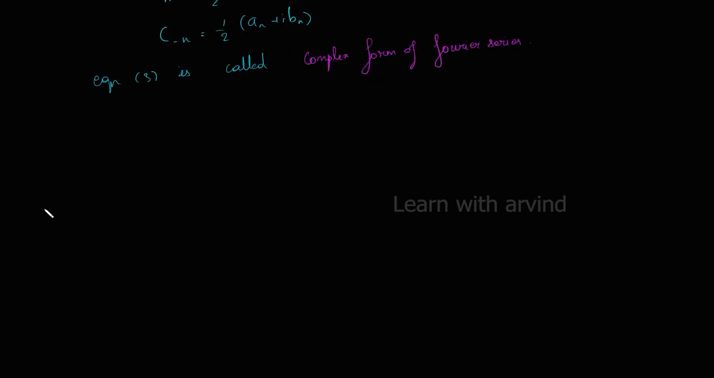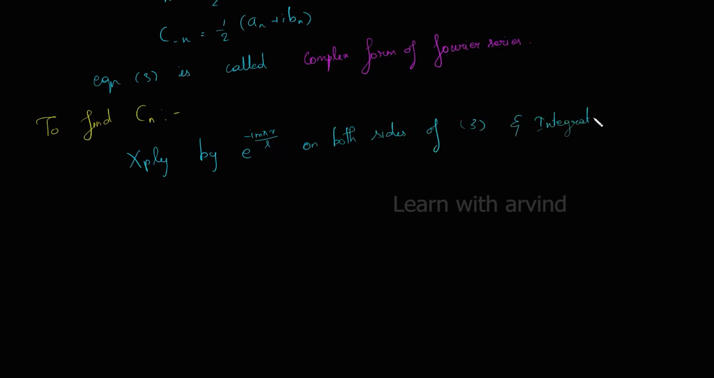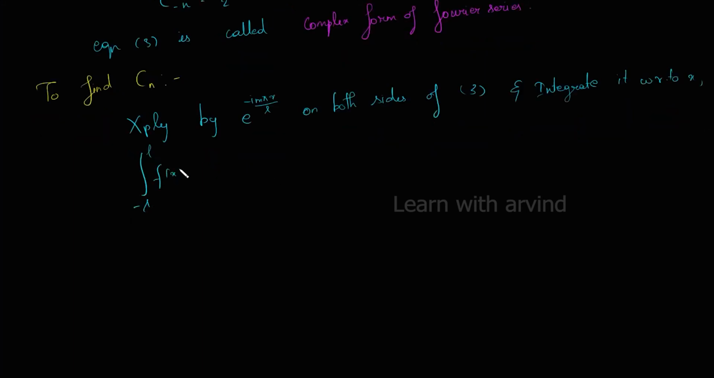Now we are going to derive the formula to find cn. We are going to multiply by e power minus i m pi x by l on both sides of equation 3 and integrate with respect to x. We will be getting integral from minus l to plus l of f of x e power minus i m pi x by l dx is equal to summation n is equal to minus infinity to plus infinity cn integral from minus l to plus l e power i pi x of n minus m divided by l dx.